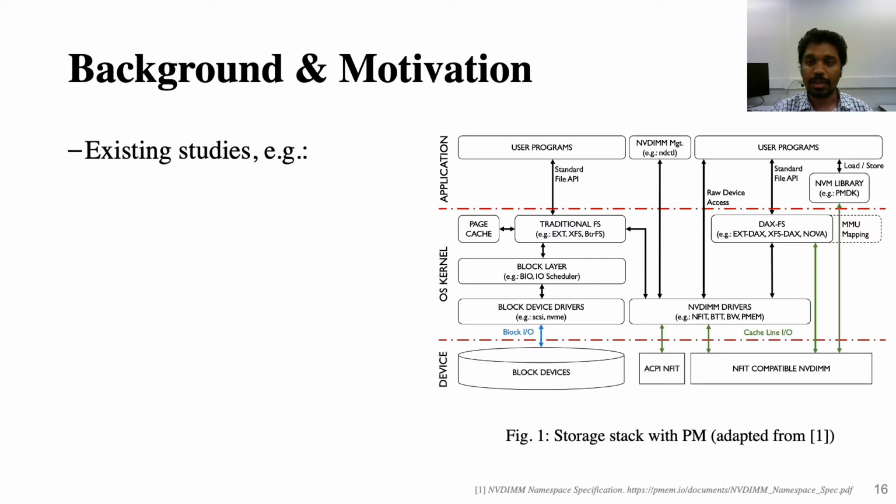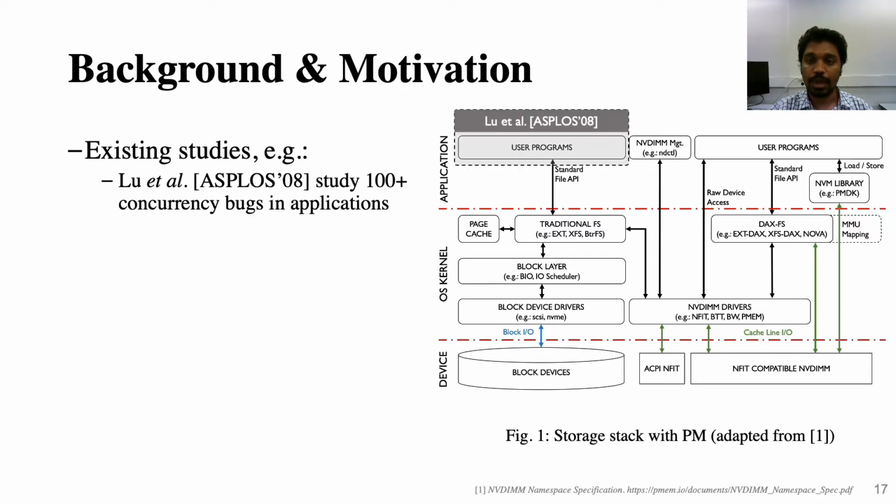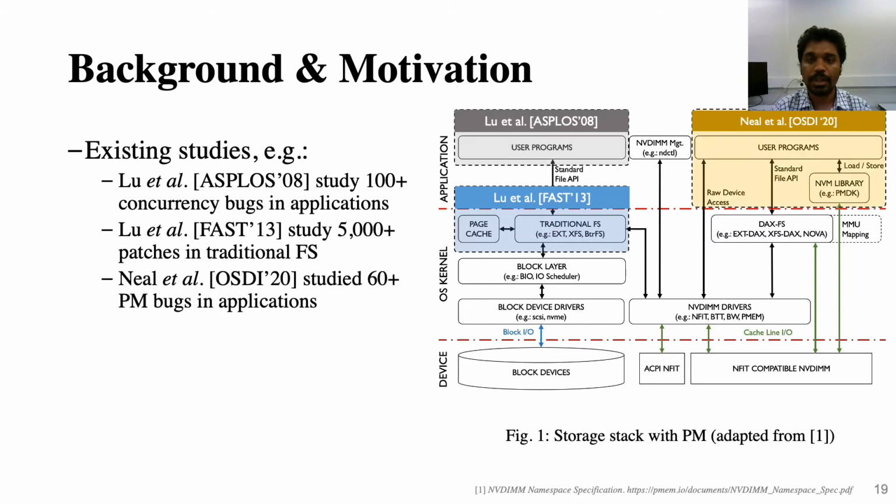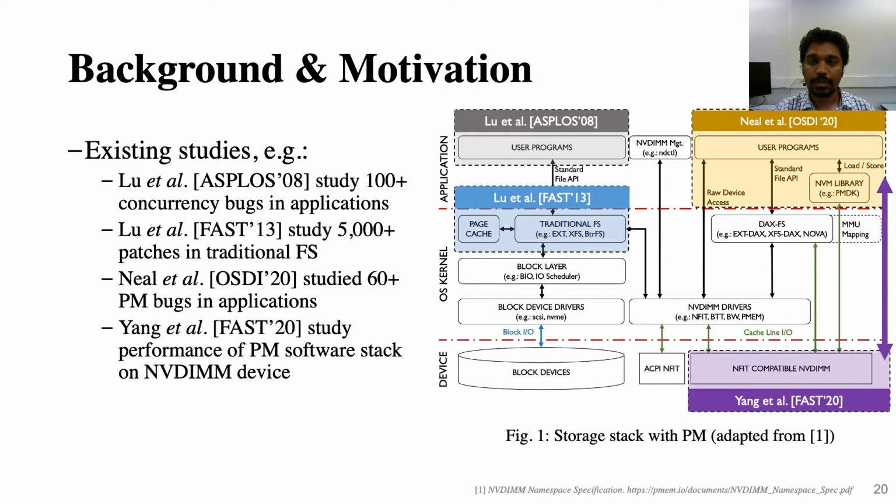Many studies have been conducted to understand and guide the improvement of software. For example, Liu et al. studied 100+ concurrency bugs in user-level programs and provided insights for concurrency bug detection. Another group of researchers studied more than 5,000 patches in traditional file systems and classified bugs into various patterns. More recently, Neal et al. studied 60+ PM bugs in applications and designed 2 generic bug detection oracles. Yang et al. studied the performance of the PM software stack on an NVDIMM device.